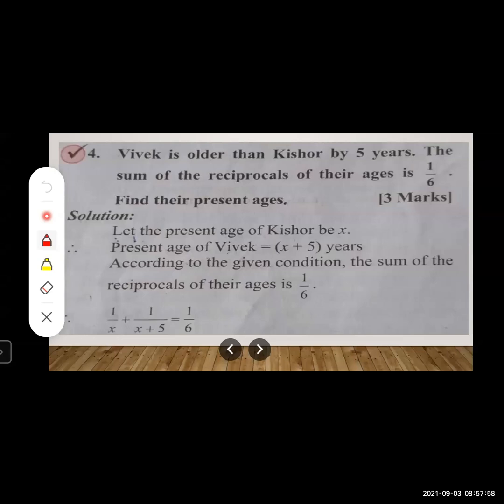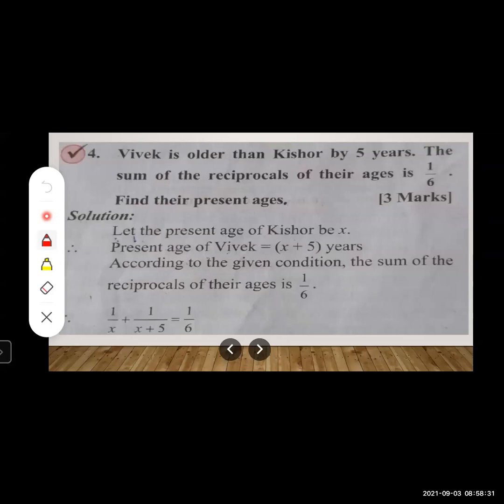Okay, so let us first of all assume Kishore's age. Why? Because what is the first line? Vivek is older than Kishore by 5 years. So when we assume Kishore's age, then only we can write Vivek's age. Right? So let us first of all assume, let the present age of Kishore be x years. Therefore, the present age of Vivek is equal to x plus 5.